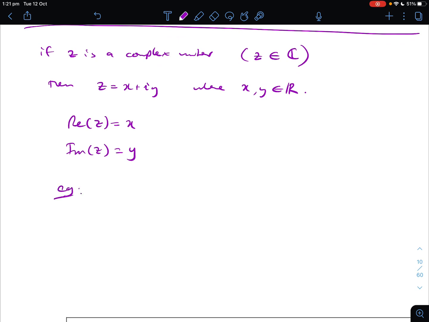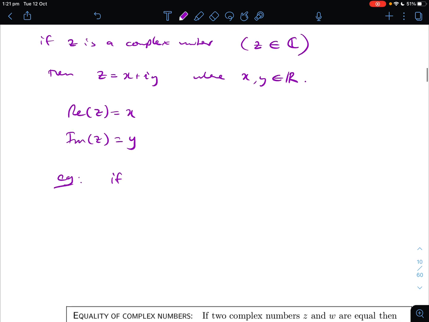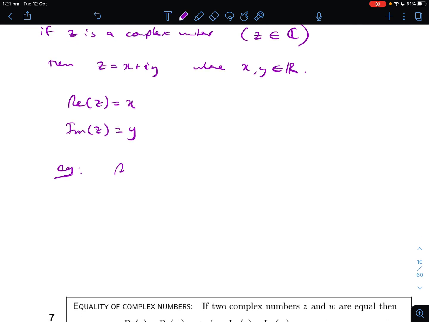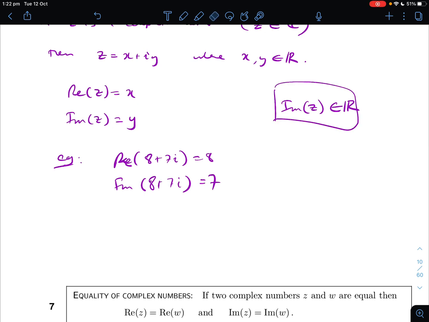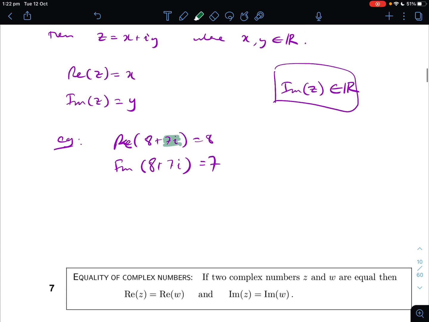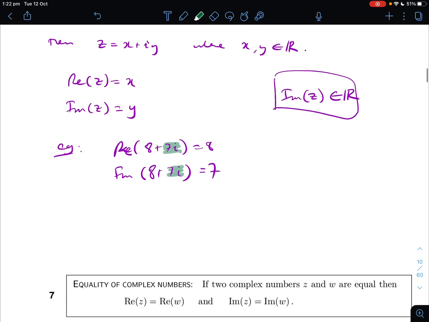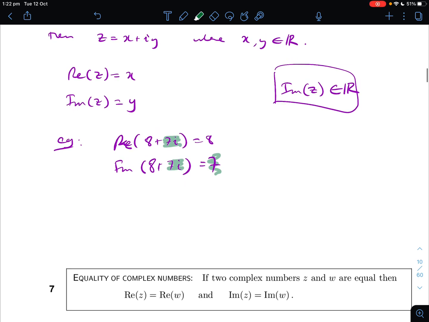So, for example, the real part of 8 plus 7i is the number 8. The imaginary part of the number 8 plus 7i is the number 7. Okay, and this is an important thing not to get wrong. The imaginary part of a complex number is a real number. I know that seems weird. 7i is not the imaginary part of 8 plus 7i. 7 is the imaginary part of 8 plus 7i.